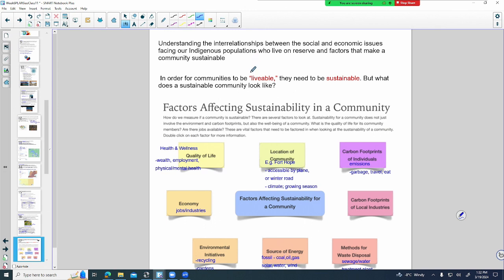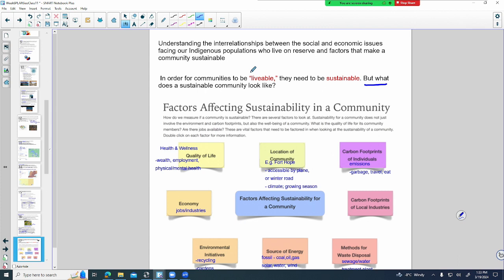So understanding the interrelationships between the social and economic issues facing our indigenous populations who live on reserve and factors that make a community sustainable. So in order for communities to be livable, they need to be sustainable. So let's look at what it looks like. So what does a sustainable community look like?